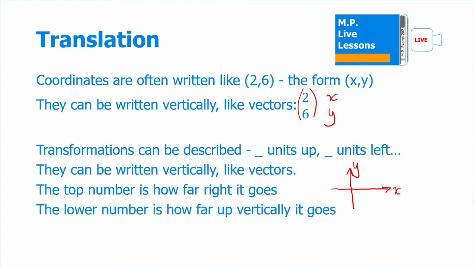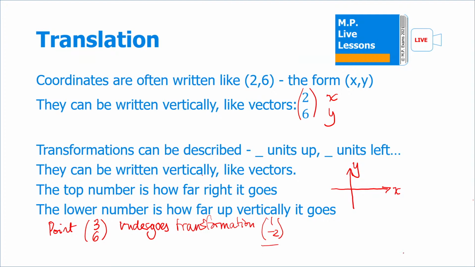For example, let's say 0, 3.6 (coordinates). So this translation here would be 1 to the right and 2 down. And that would be from 3, 6. And this could be like a little sketch there.